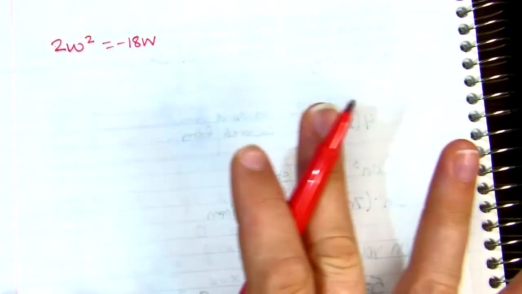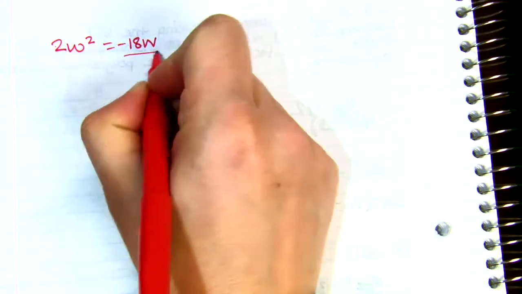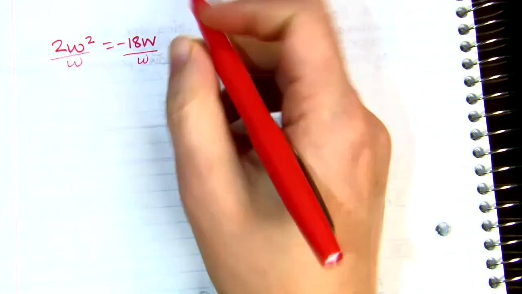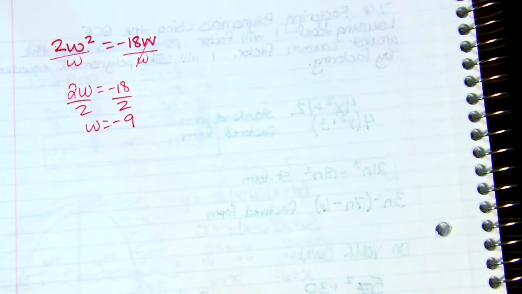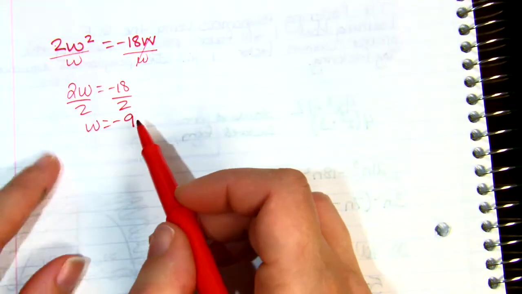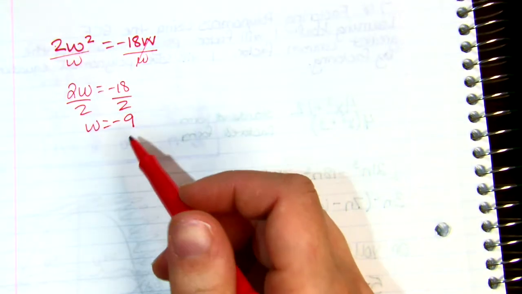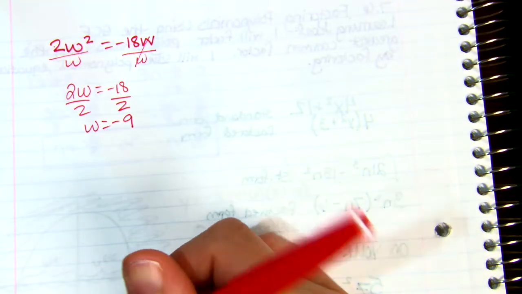And this is not the correct way. I just want to let you know. If I divided each side by w, I'd have 2w equals negative 18, divide each side by 2, and I would get w equals negative 9. So that's awesome, and that is true. w does equal negative 9. But that's actually not our only answer.